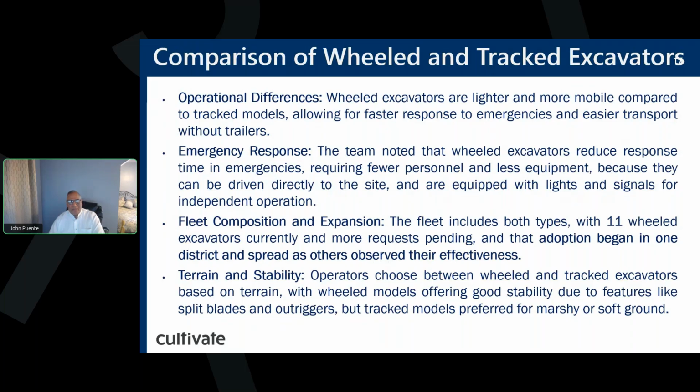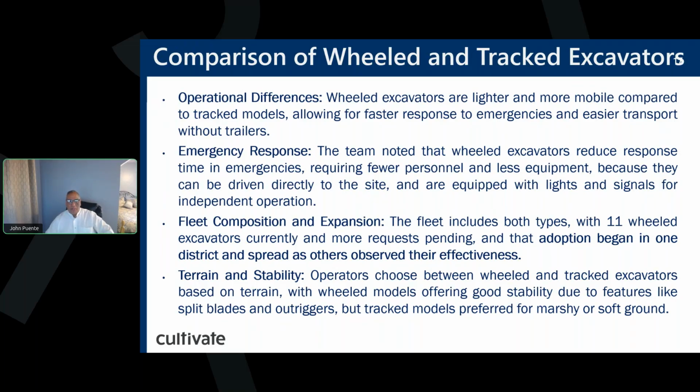This DOT pointed out that there are distinct differences between wheeled excavators and their quick deployment for emergency response. They talked about requiring fewer personnel to transport and to operate a wheeled excavator. They also came equipped with emergency lights, cameras, and signals for independent operations. So it took a lot fewer crew members to operate this equipment and to push it out quickly in emergency response. This state had 11 wheeled excavators with even more coming.